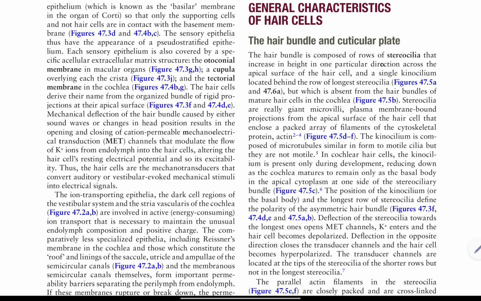The hair bundle is composed of two rows of stereocilia that increase in height in one particular direction across the apical surface of the hair cell, and a single kinocilium located behind the row of longer stereocilia, but which is absent from the hair bundles of mature hair cells in the cochlea. Stereocilia are really giant microvilli, plasma membrane bound projections from the apical surface of the hair cell that enclose a packed array of filaments of the cytoskeleton protein actin.